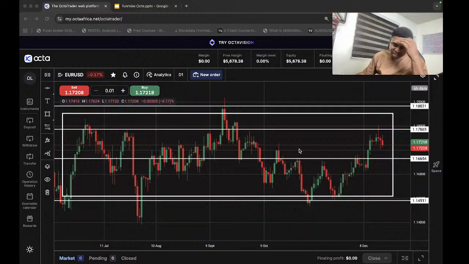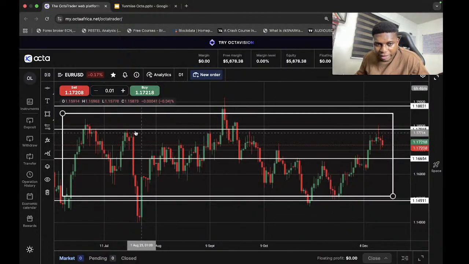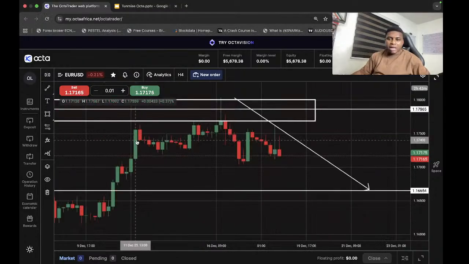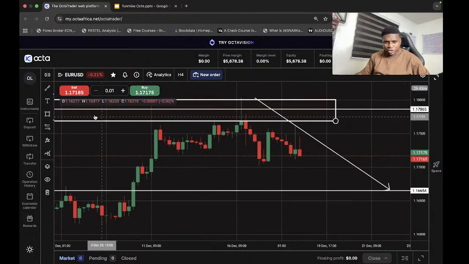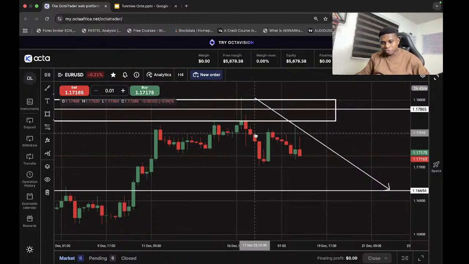But from what we can see here, price is respecting a certain level of resistance at this point. Price is currently respecting a certain level of resistance. So let's see. You can see how price has been ranging a bit here and now dropping further.